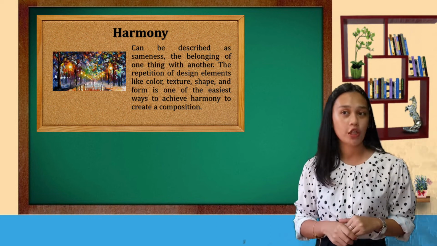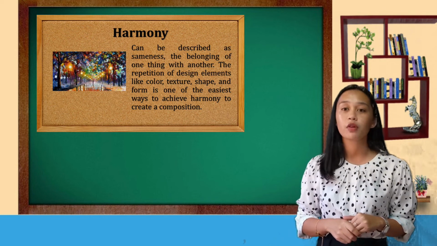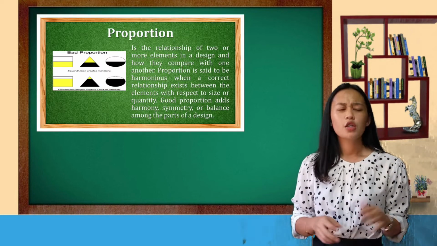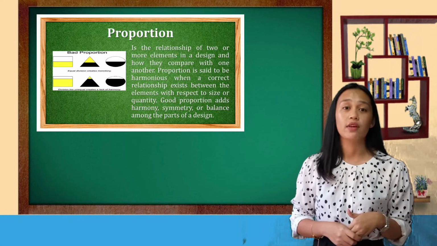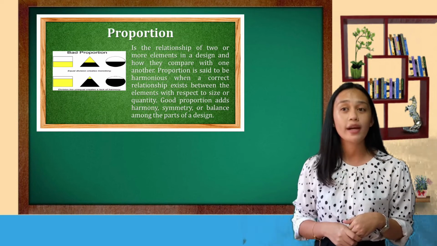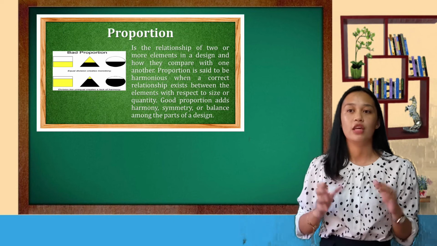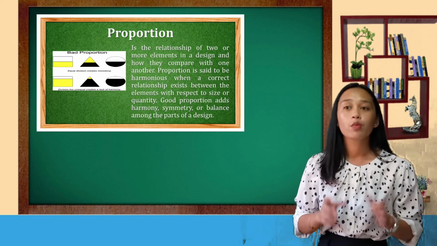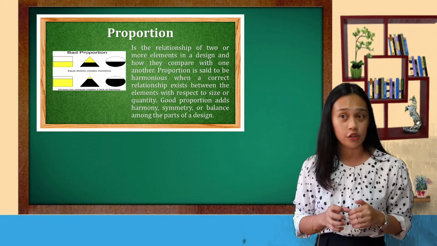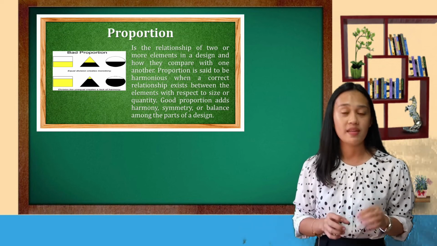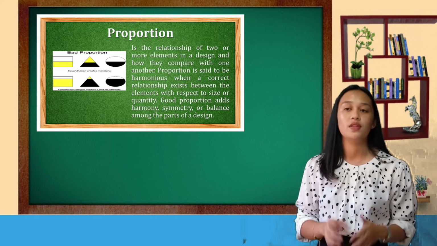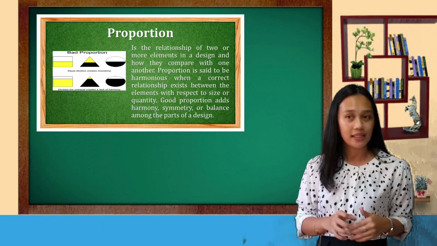Elements which are in harmony should have some kind of logical progression or relationship. Proportion. Proportion is the relationship of two or more elements in a design and how they compare with one another. Proportion is said to be harmonious when a correct relationship exists between the elements with respect to size or quantity.